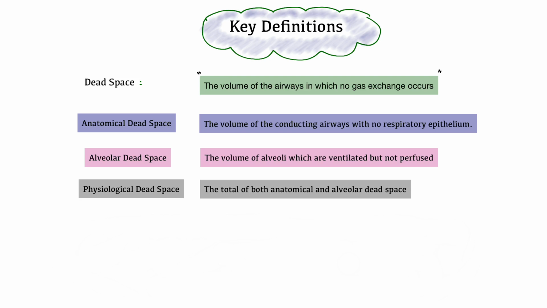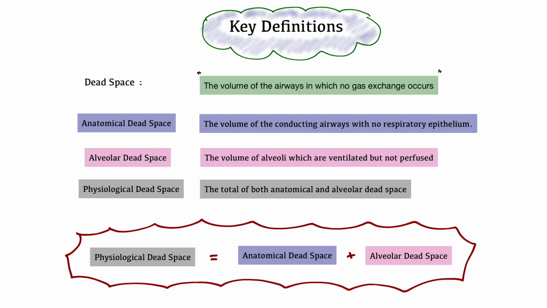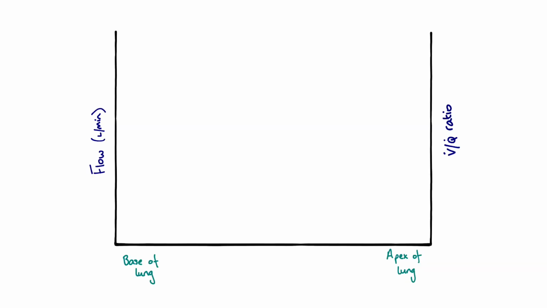So a really important equation to have clear in your mind is this one here. The physiological dead space equals the anatomical dead space plus the alveolar dead space. And to slightly elaborate on the explanation of alveolar dead space, i.e. the volume of alveoli that is ventilated but not perfused, it's worth considering the ventilation-perfusion relationship graph.